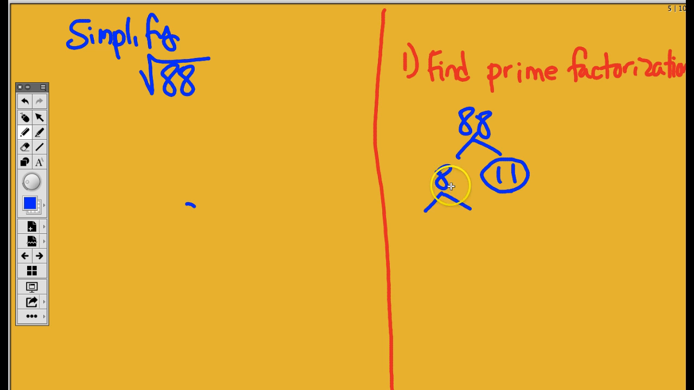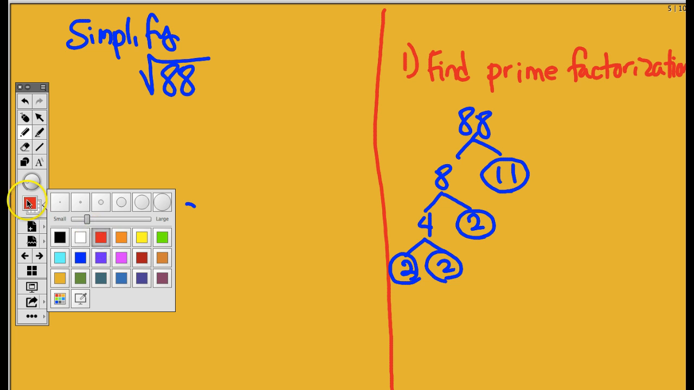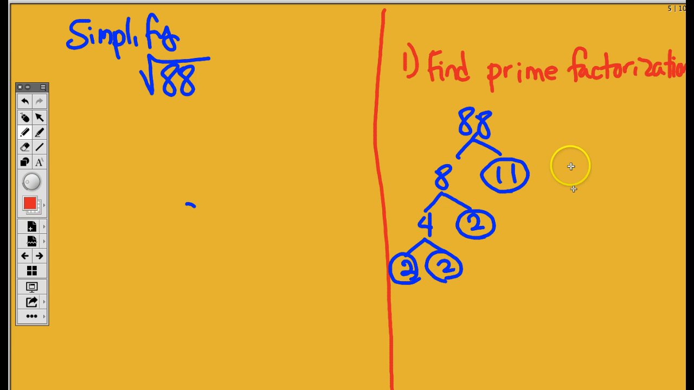So what about 8? 8 is the same as 4 times 2. 2 is a prime number because 2 can only be divided by 1 or 2. 4 can actually be divided by 2. Basically, 2 times 2 is 4. So you have to remember to circle all your prime numbers. Okay? I'm going to put a star right here. Remember to circle all your prime numbers.